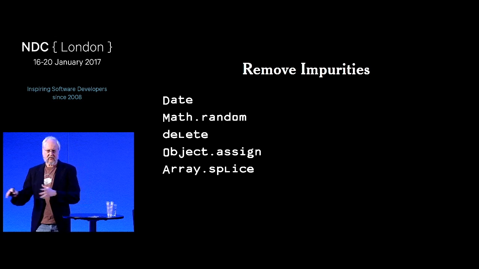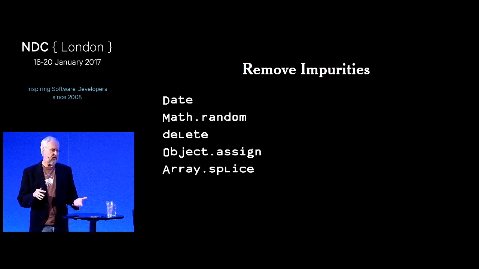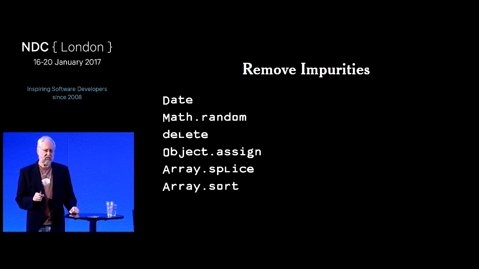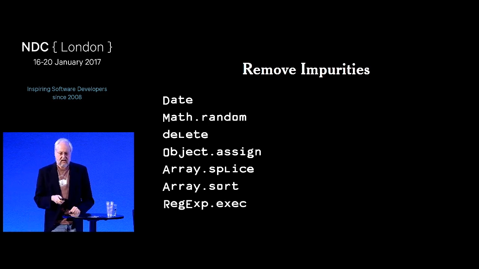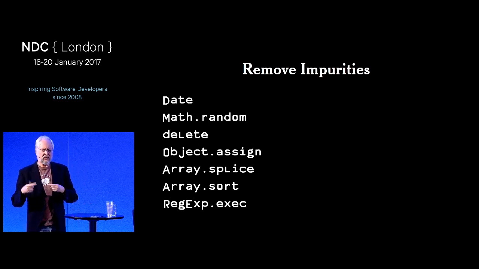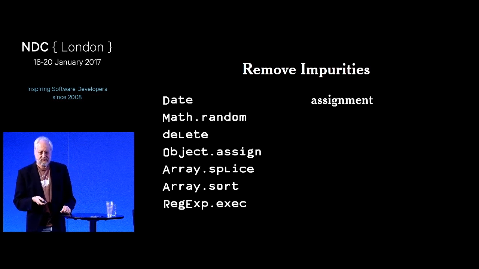Array.splice and all the other array methods, we have to take those out as well. We can keep slice because it makes a copy of an array, so that one's good. But the ones that modify an array, we have to get rid of. Array.sort could have been a pure function, but it was implemented incorrectly and it is not. So sadly, we have to get rid of that one. The regular expression exec function wants to modify the regular expression object, so sadly that's got to go.